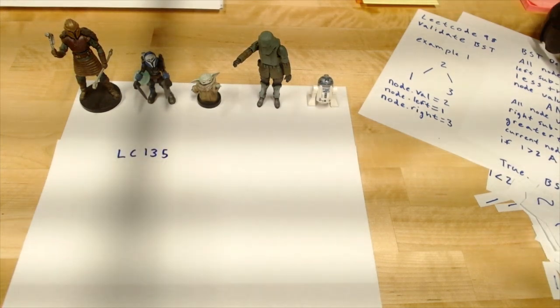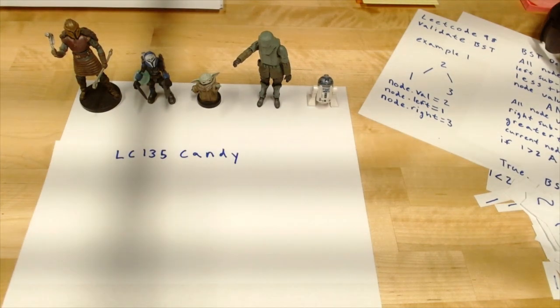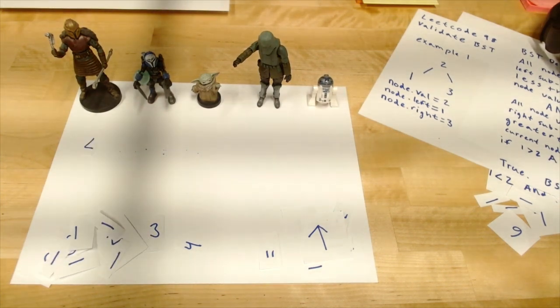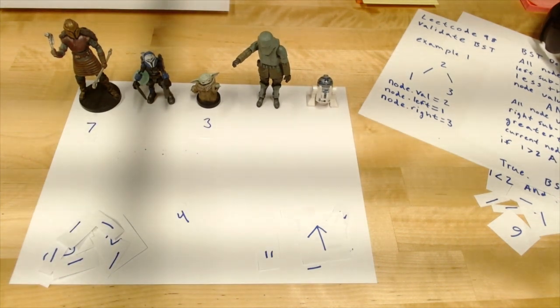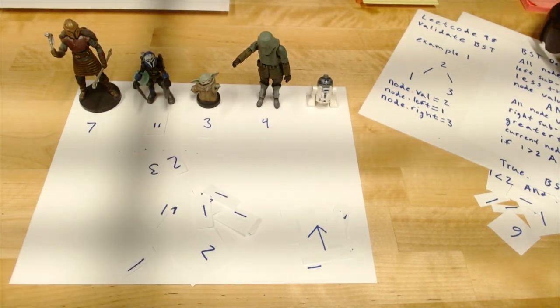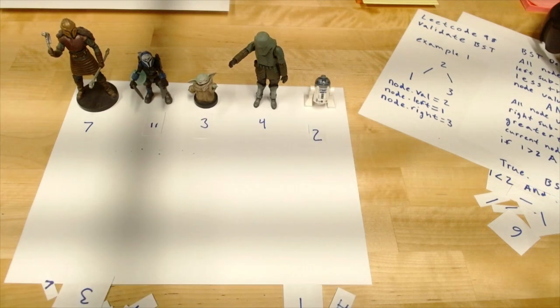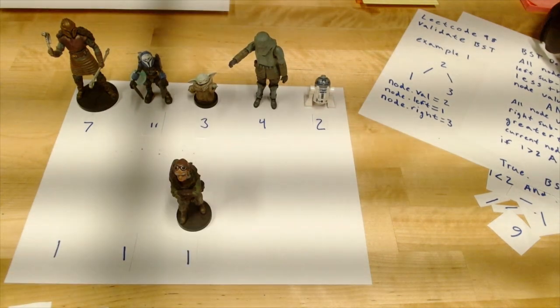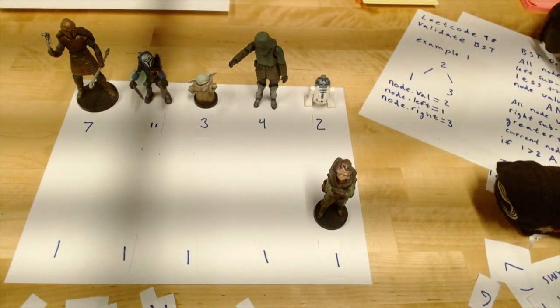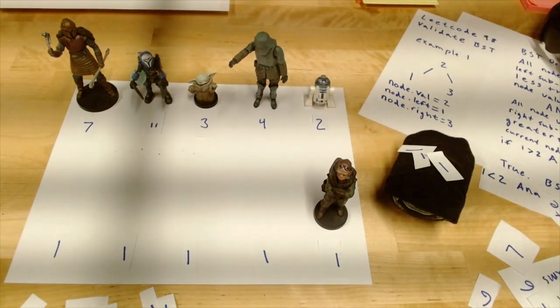Today we will be going over Leetcode 135, Candy. In this problem, we have some people, and each person has a rating. And we need to distribute some candy to these people. Each person must have at least one piece of candy, and each person with a higher rating than their neighbor must have more candy than that neighbor.